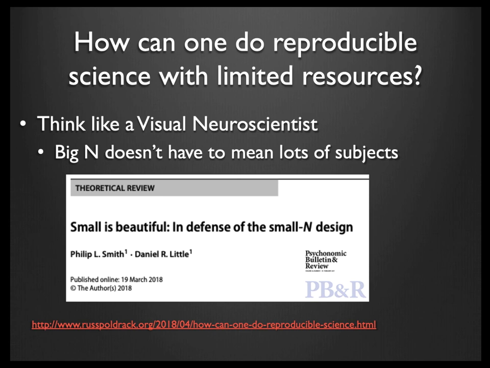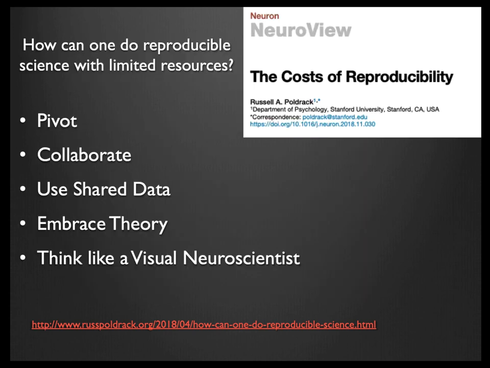Yeah, so this is just what I was saying. There's a paper by Philip Smith and Daniel Little that makes this argument, that small is beautiful. People point to this as sort of a counter to Russ's claim, but Poldrack wouldn't disagree with this. This is definitely a totally valid way of doing science. Okay, so that is all of the recommendations in this paper. There are a handful of other things that I'm only going to touch on briefly.